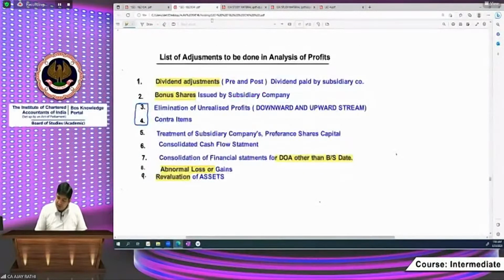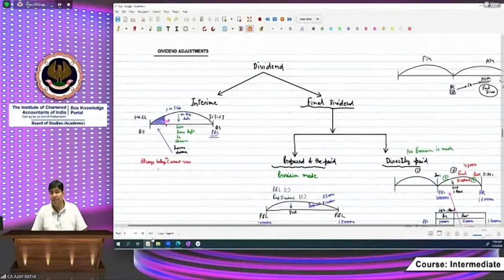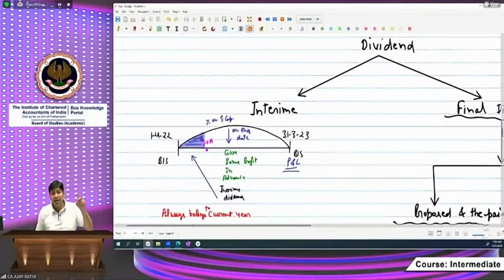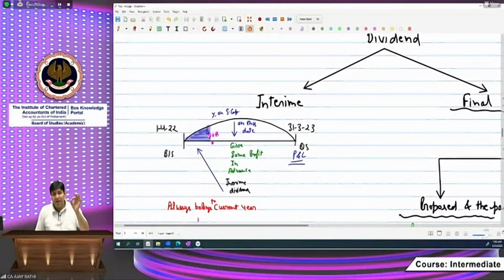Beta see, in the last class, we have covered these things. Dividend adjustment was there. This is the main adjustment which we must revise before starting today's session. There may be dividend either interim or final. Interim is calculated on the date of declaration. On the date of interim dividend, on the share capital, such percentage of dividend is calculated, and such dividend belongs to the current year. And in the current year, you have to find out the date of acquisition. Before the date of acquisition, that dividend belongs to pre-acquisition, and after that, it is called post-acquisition. And based on that, we shall be accounting.